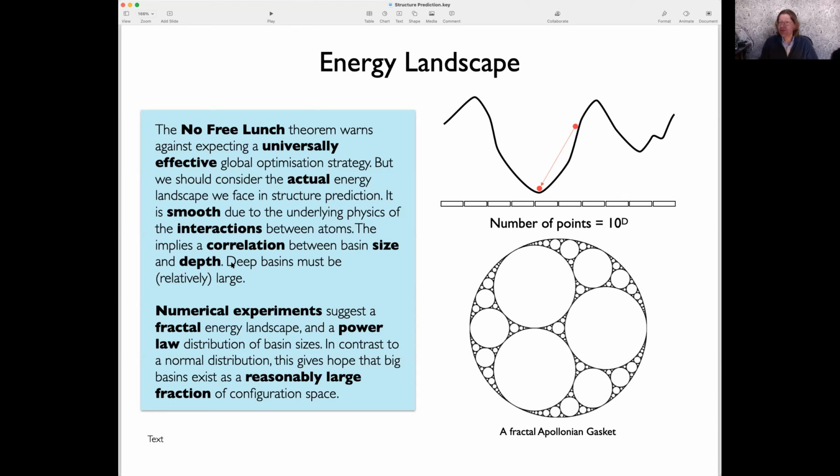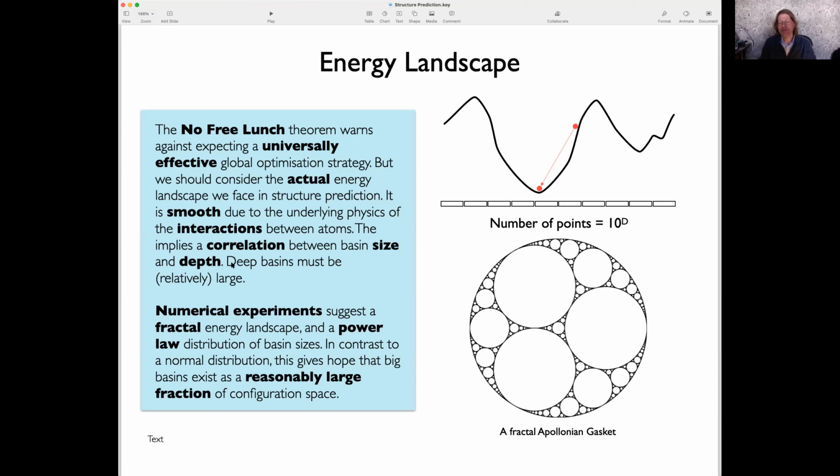If all the basins were the same size, then effectively you have an egg box scenario, an egg box landscape with all basins being basically the same size, and you just have to visit all of them to find out which one is the lowest one. Because they're all about the same size.